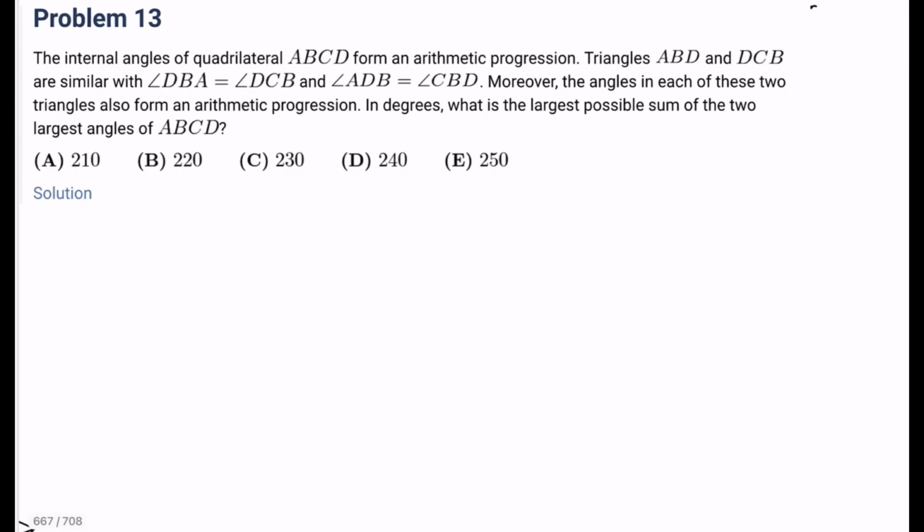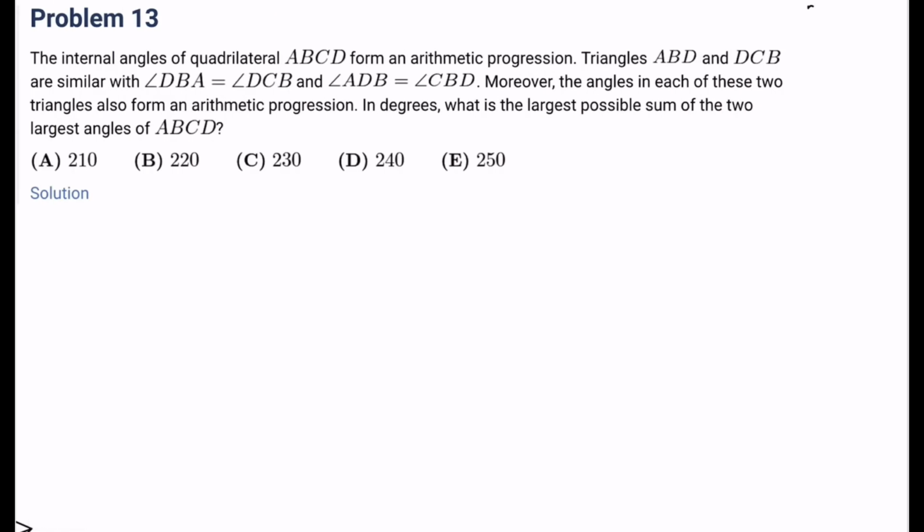It's D. Number 13, the internal angles of quadrilateral ABCD form an arithmetic progression. Triangles ABD and DCB are similar, with DBA equals DCB and ADB equals CBD. Moreover, the angles in each of these two triangles also form an arithmetic progression. In degrees, what's the largest possible sum of the two largest angles of ABCD?